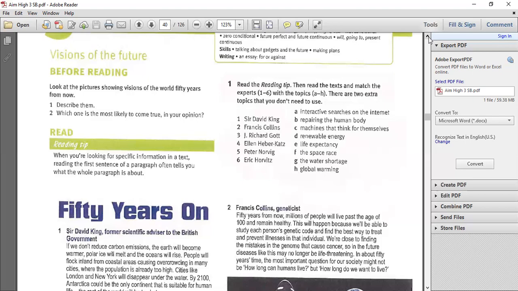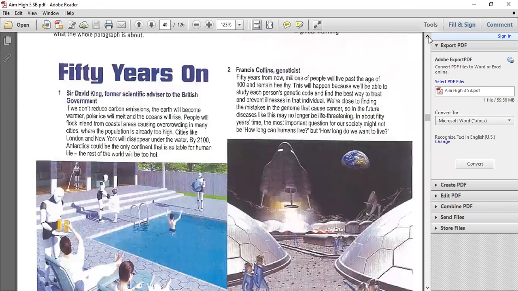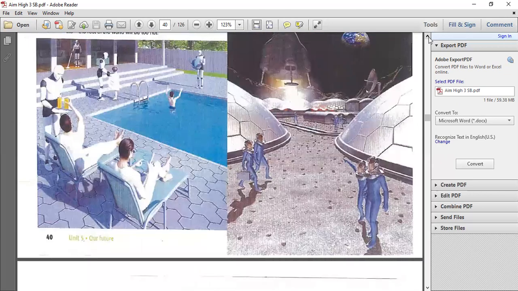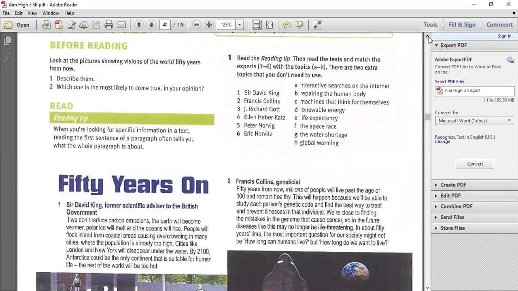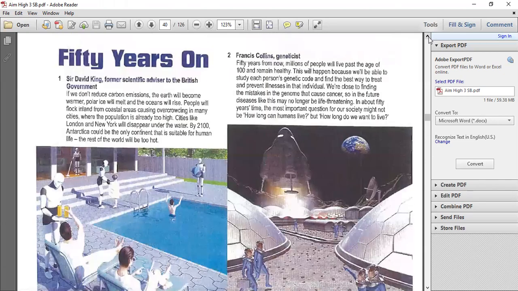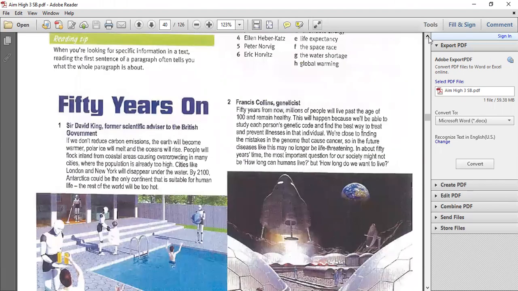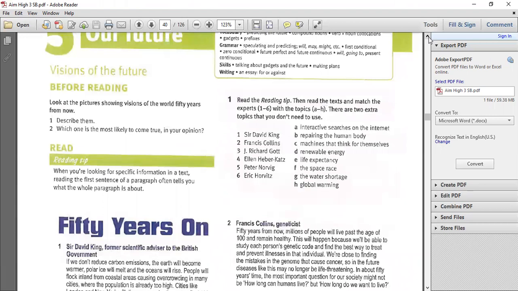Number 3, J. Richard Gott. What does J. Richard Gott talk about? The space race. Repairing the body? No, we already said that one. Space race, this is nice. Space race. Okay. Number 4, Ellen Heber-Katz. Ellen, the biologist, talks about what? Renewable energy. Super excellent. Renewable energy.